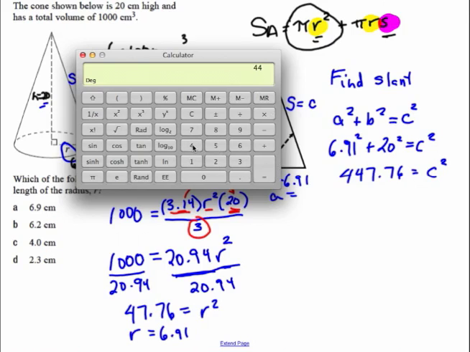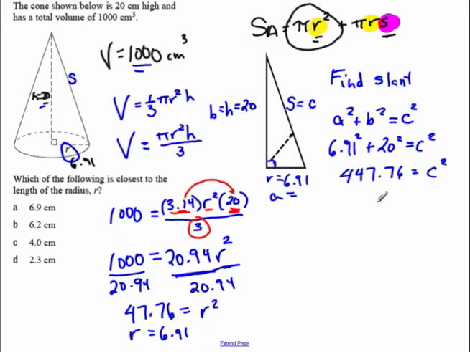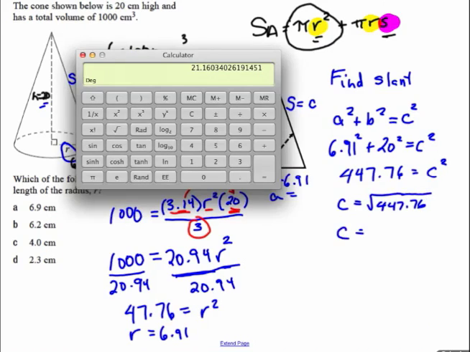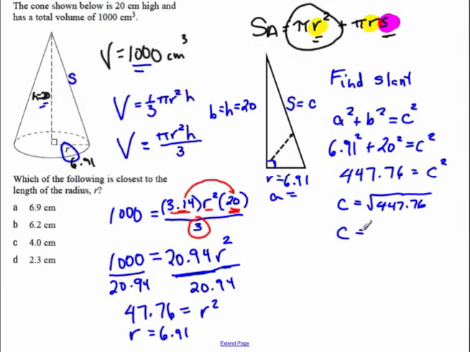So we're going to put 447.76, and we take the square root of that, and then it's 21.16. So we take the square root, C equals square root of 447.76, and make sure you extend your square root sign across. C equals 21.16.